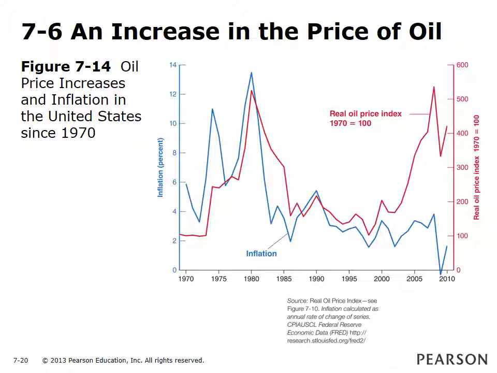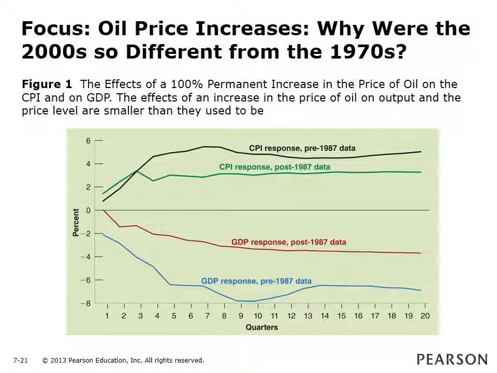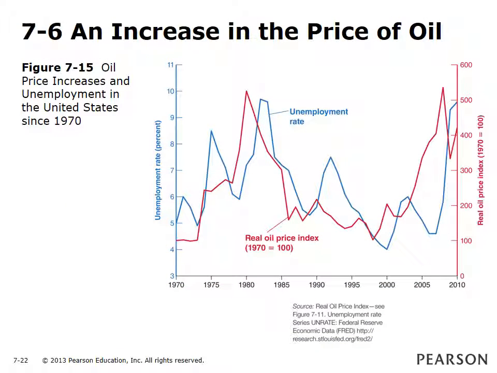Figure 7-14 shows the oil price increases of the 1970s were associated with large increases in inflation. This was, however, not the case in the 2000s. Figure 7-14 also shows effects of increase in the price of oil on output and price level are much smaller than they used to be. Figure 7-15 shows the oil price increases of the 1970s were associated with large increases in unemployment. This was, however, not the case in the 2000s.